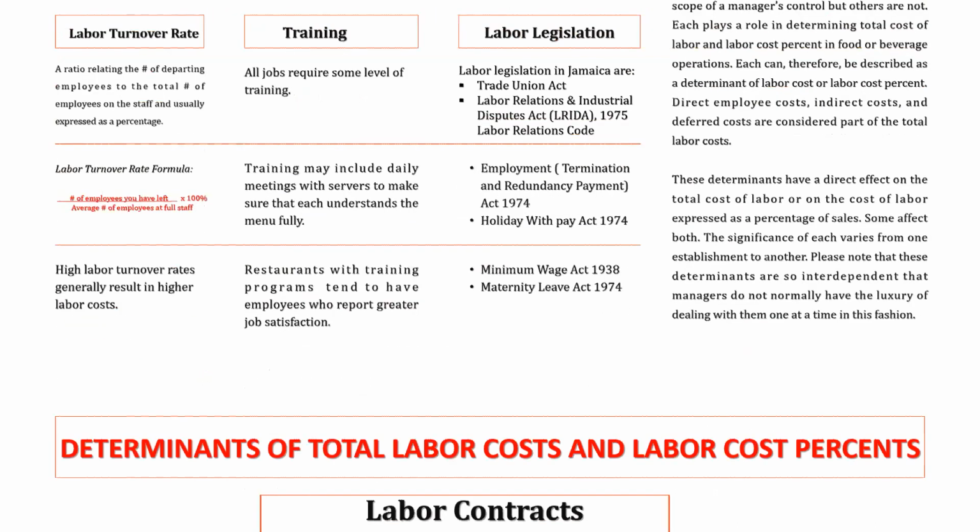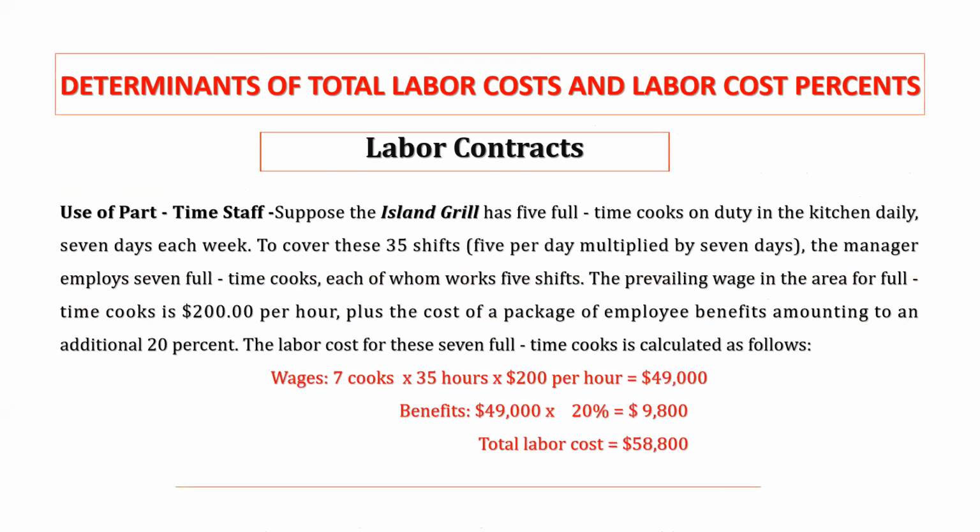Let's move on now to labor contracts. So the presence or absence of labor contracts will always be an important factor affecting labor costs. Where employees are organized, that is, they are members of a union, and labor contracts exist, wages for each category of employee are likely to be higher than they would be in the absence of a union. I know most hotels don't want their employees to be unionized.